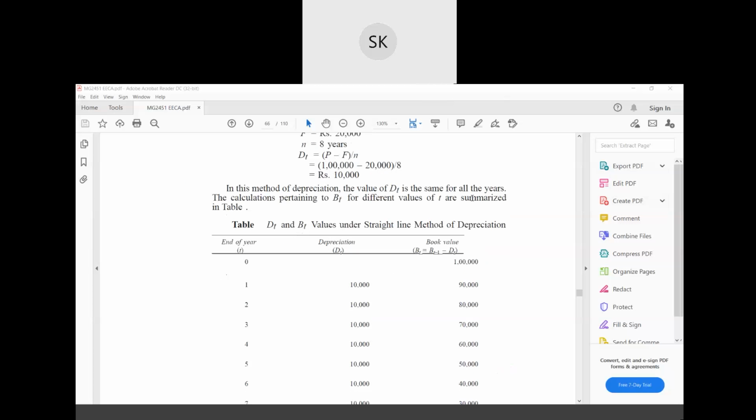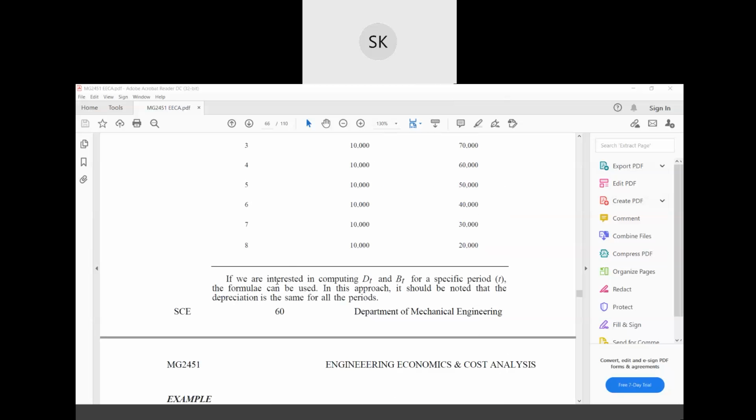by the straight line method. If you are interested in computing DT and BT for a specific period, the formula can be used. In this approach, it should be noted that the depreciation is the same for all the periods.